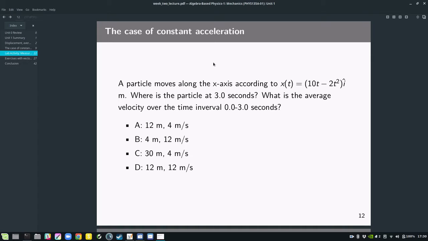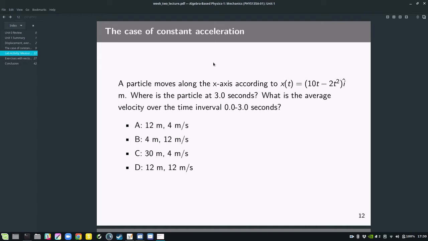We're currently looking at slide 12 of the Unit 1 lecture notes, where we're evaluating things like acceleration, velocity, position, and time. In this case, the question says a particle moves along the x-axis according to the given function, which is 10 times the time minus 2 times time squared. So that's x as a function of time, or the position is a function of time. Notice that's a negatively oriented quadratic.